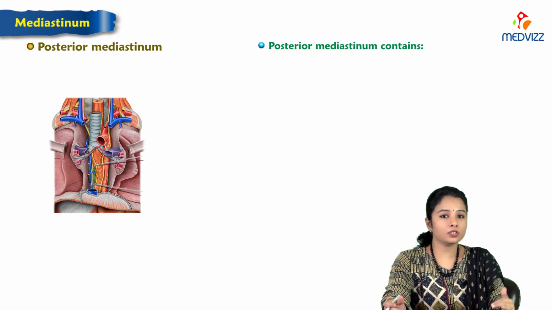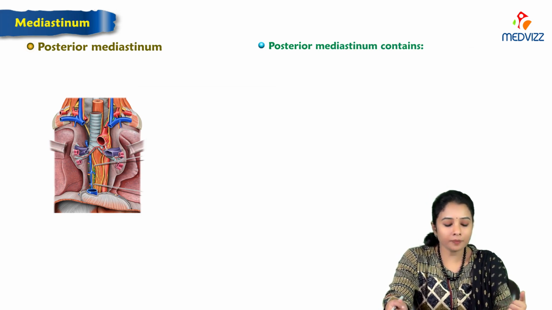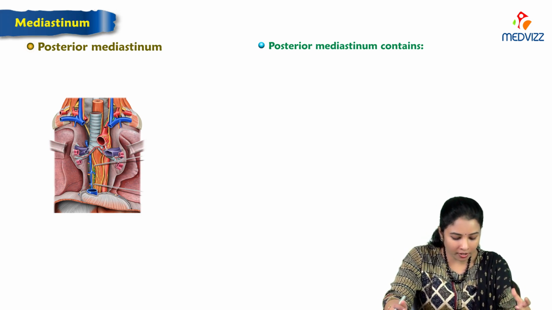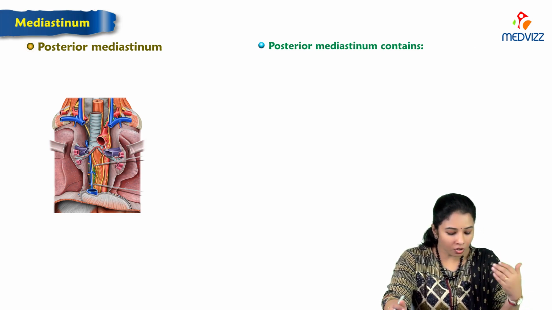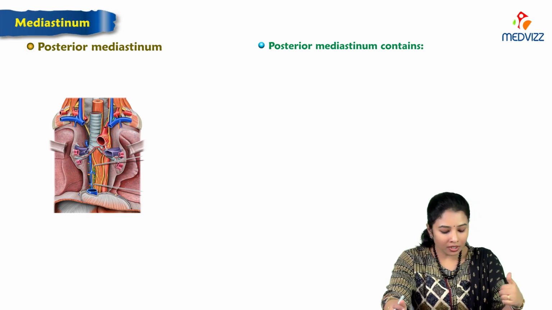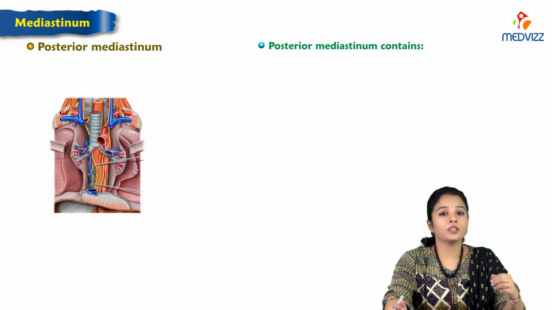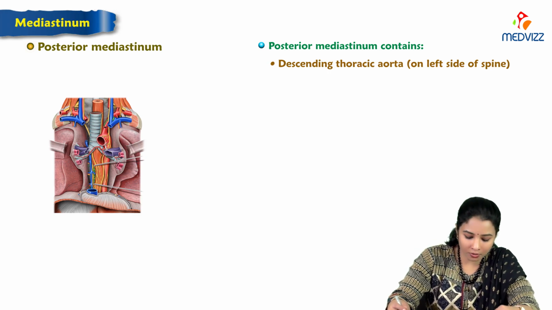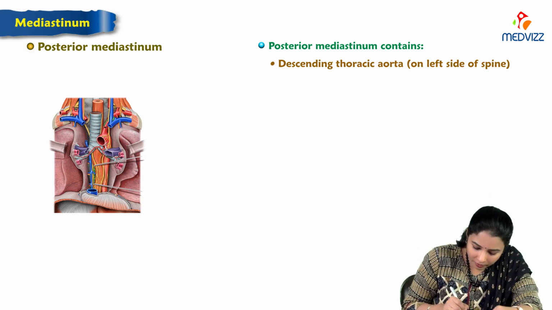Let's see the contents of the posterior mediastinum. In this particular image, after removing the heart and pericardium, even the arch of the aorta is cut and the pulmonary trunk is cut, all these structures are cut to expose the posterior mediastinum. So the posterior mediastinum contains the descending thoracic aorta. We can appreciate it very well here.